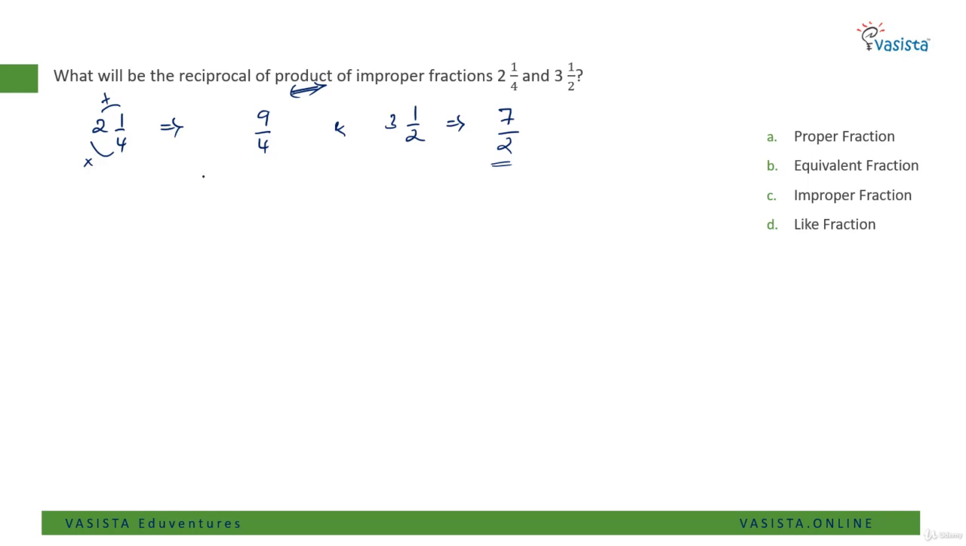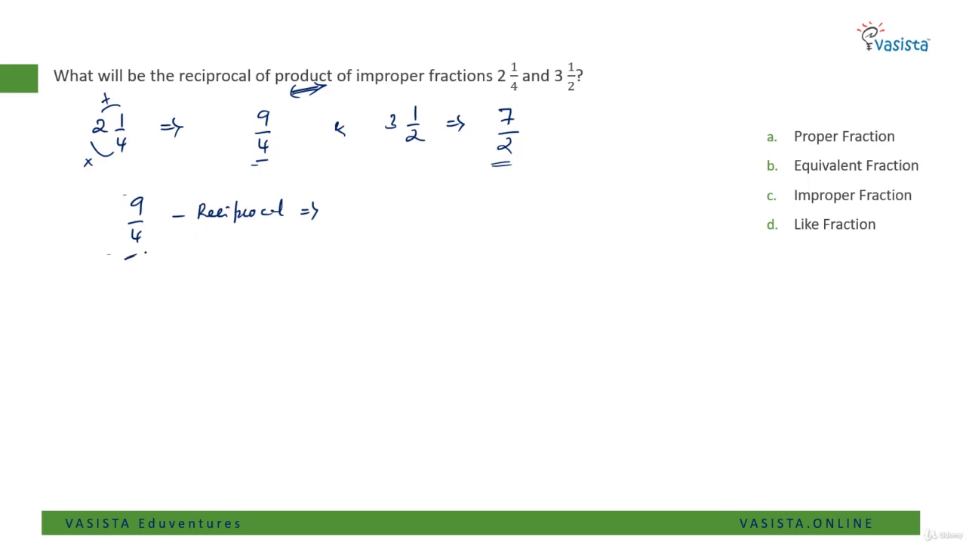So we need to find the reciprocal of the product of the improper fractions, the reciprocal of this. So 9 by 4, the reciprocal will be what? What will be the reciprocal of the product of improper fractions, right?